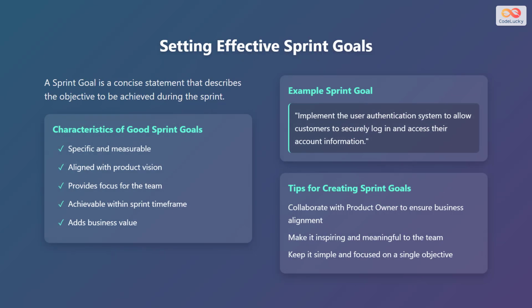Let's discuss setting effective sprint goals. A sprint goal is a concise statement that describes the objective to be achieved during the sprint. What are the characteristics of good sprint goals? They should be specific and measurable, aligned with the product vision, provide focus for the team, achievable within the sprint timeframe, and add business value. For instance, an example sprint goal would be: implement the user authentication system to allow customers to securely log in and access their account information.